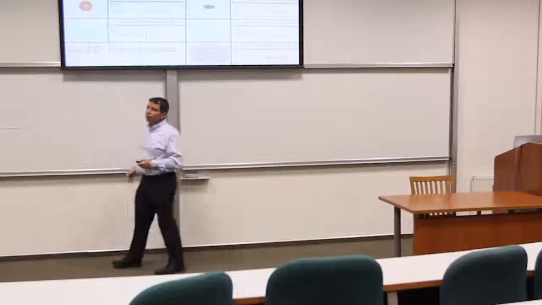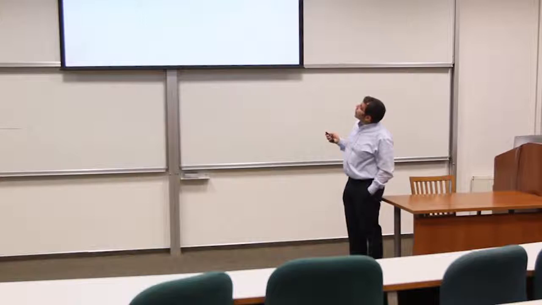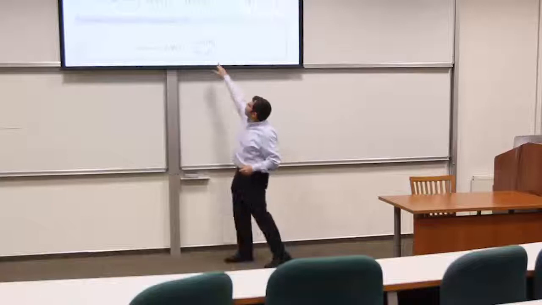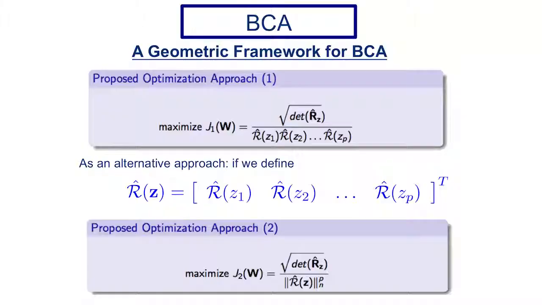Therefore, we can write our objective more explicitly in terms of the sample covariance as well as the ranges of our separator outputs. More formally, we can show that the global maxima of this objective function are perfect separators. And we can define an alternative optimization approach where we put the ranges of our separator outputs into a single range vector, and replace the volume of the bounding box with the norm of that range vector. If you think about the three-dimensional case, this is essentially the length of the main diagonal measured by any n norm here. You can show that the global maxima of these are also perfect separators.